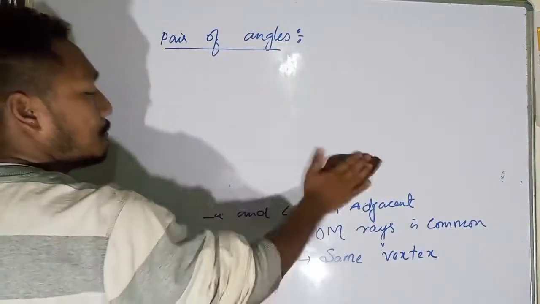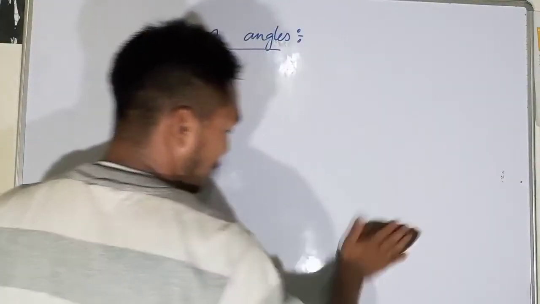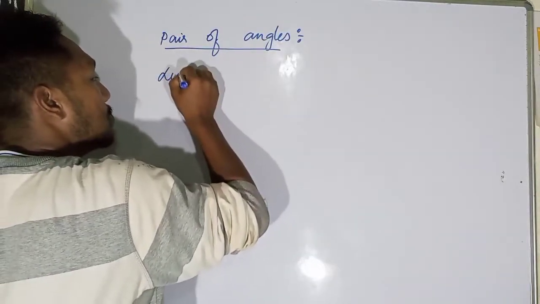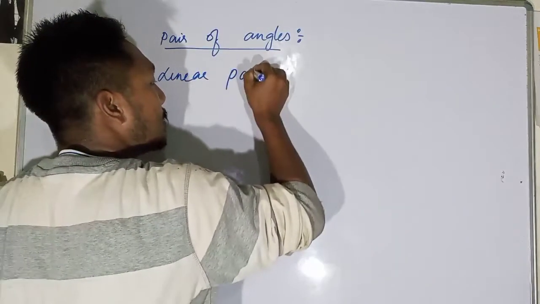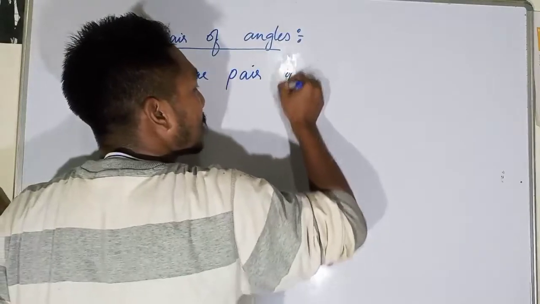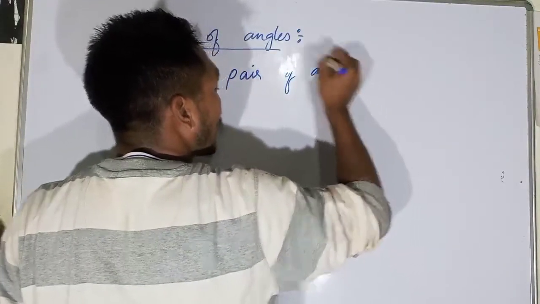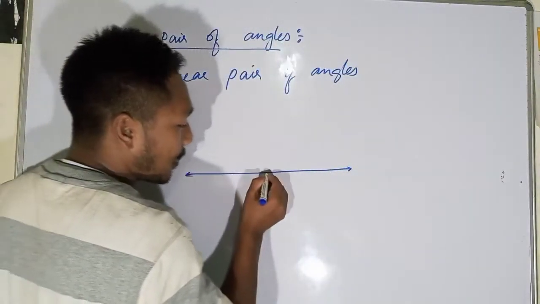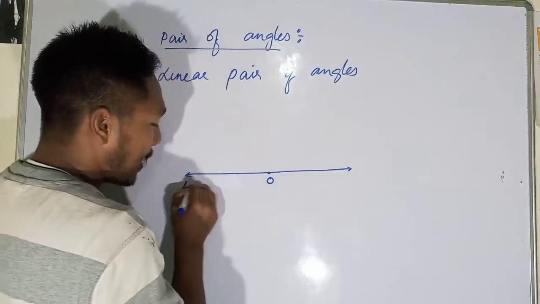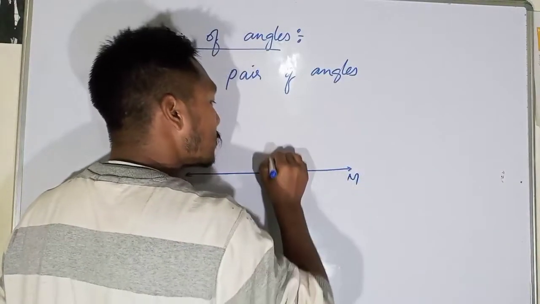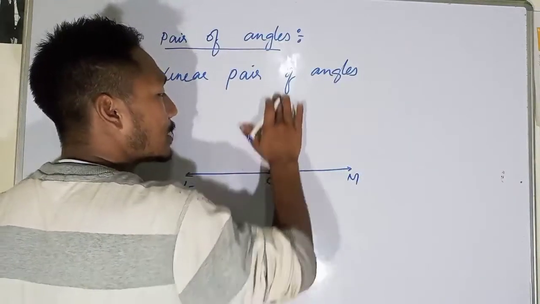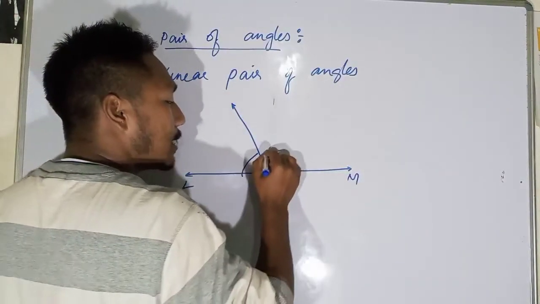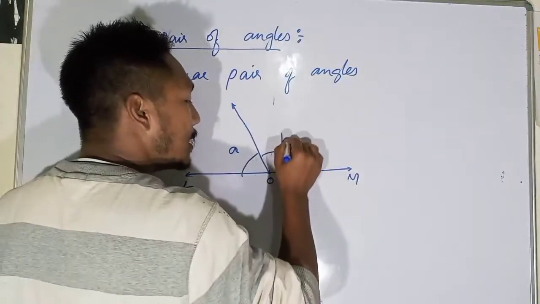Next, let's talk about linear pairs of angles. What is a linear pair of angles? Linear means it is a line. If this is a line, with this as one arm and this as another vertex, O, L, M, and if this is another ray, then these angles and these angles are what we call linear angles.